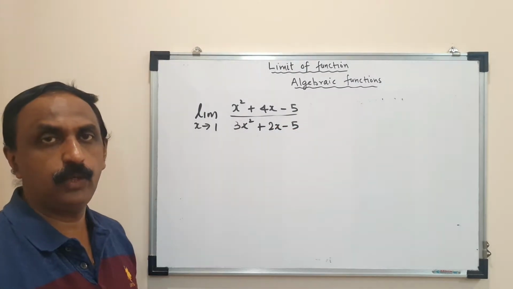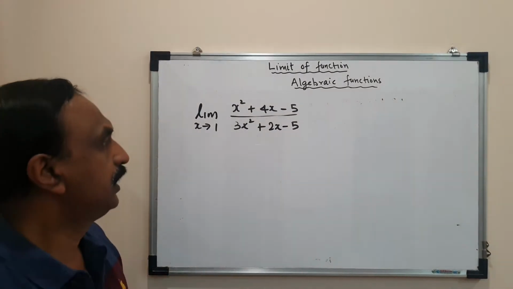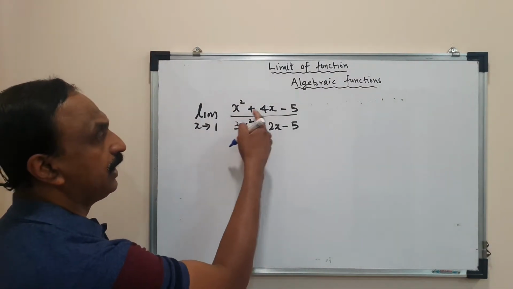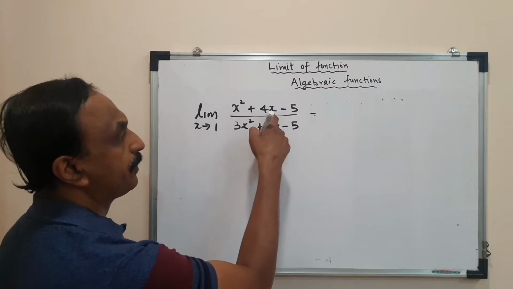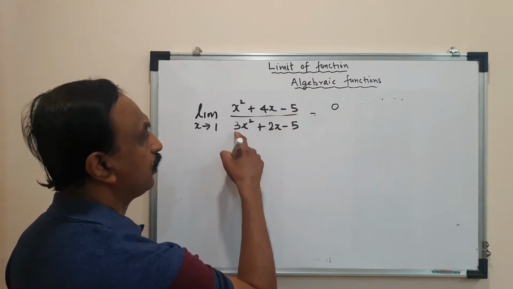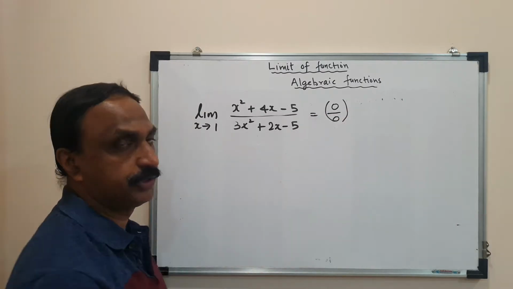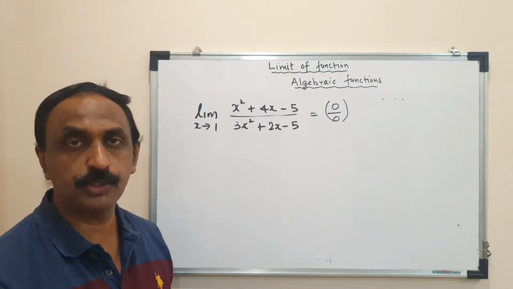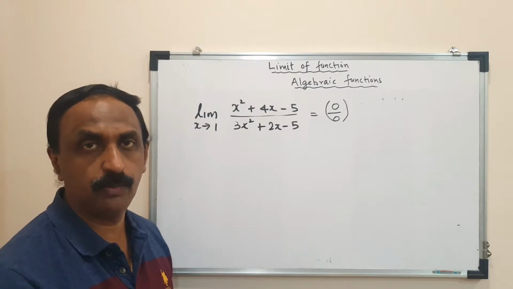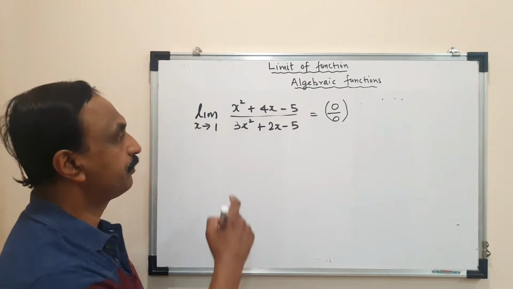How will we evaluate the limit of this function? When I substitute the limit, I will see that 1 plus 4 minus 5 gives 0, and 3 plus 2 minus 5 gives 0. So it is the indeterminate form 0 by 0, and the direct substitution method cannot be applied in this particular problem. So what is my next option?